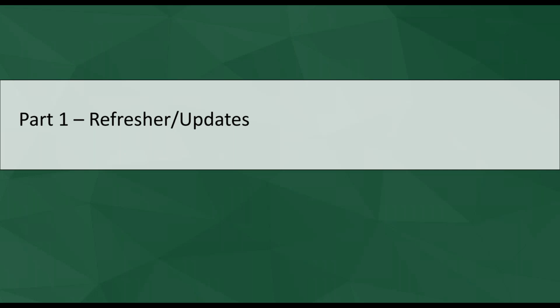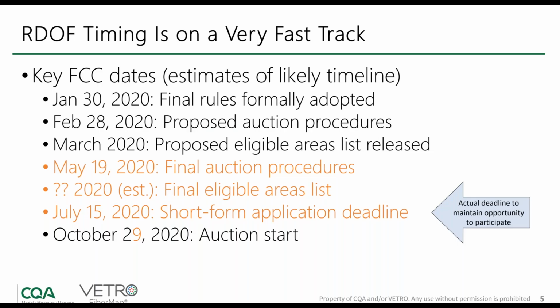Before I start, I want to do some updates of the prior material, given that the FCC did issue the final RDOF rules. So I want to highlight what has changed since our last presentation, and the highlight is in orange. The final auction procedures were published on May 19th. They are available, and I would recommend that you read and study those to make sure you understand how this auction will work.